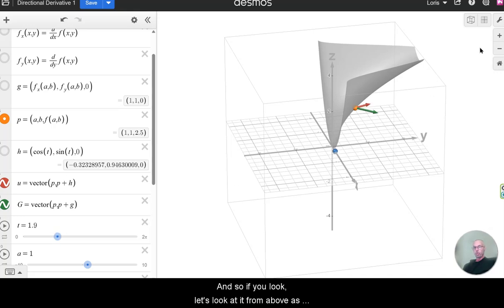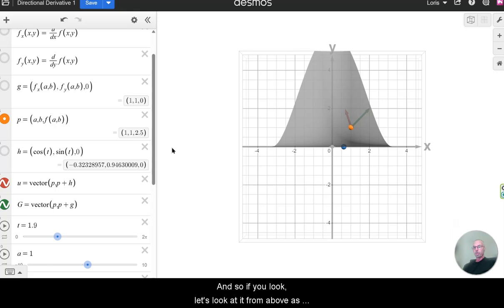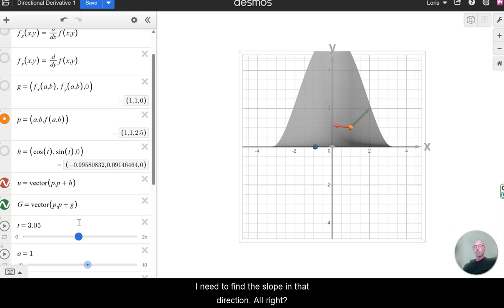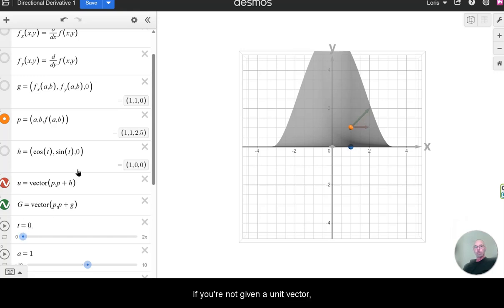And so if you look, let's look at it from above. As t goes from 0 to 2 pi, the unit vector goes around with it. Okay, so that's the unit vector I need to find the slope in that direction. If you're not given a unit vector, you have to make it a unit vector for the directional derivative to be correct. So anyway, I got my gradient vector here in green.